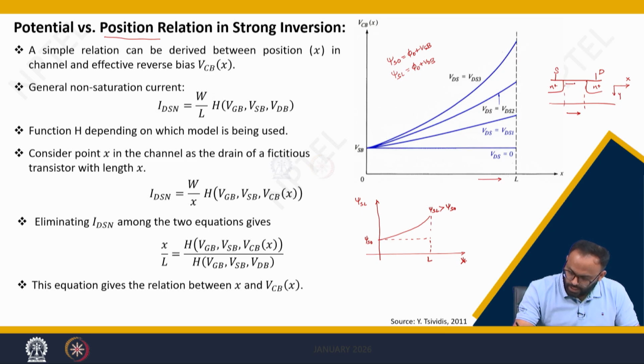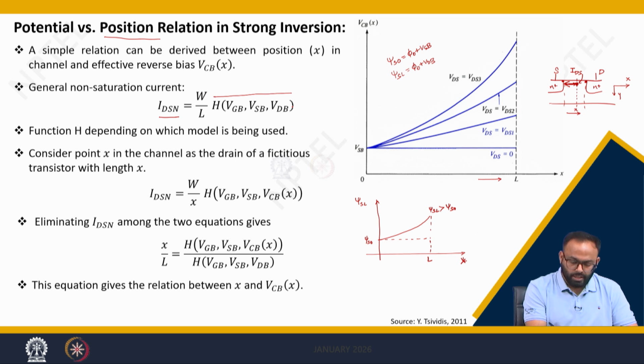Considering the current which flows in the MOSFET from drain to source is constant, meaning if this is the drain end, this is the source end, there will be a current IDS. Let us consider I define a point X here, and if you are in strong inversion, this can act as a virtual drain, and hence the current will be the same. So I can simply write the non-saturation current as W divided by L into some function of VGB, VSB and VDB when you are considering the complete length of 0 to L.